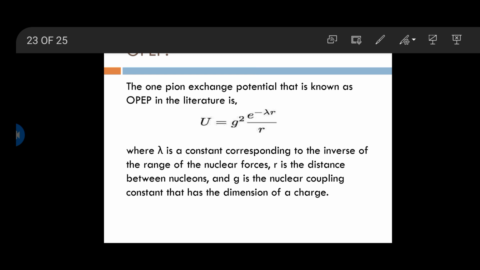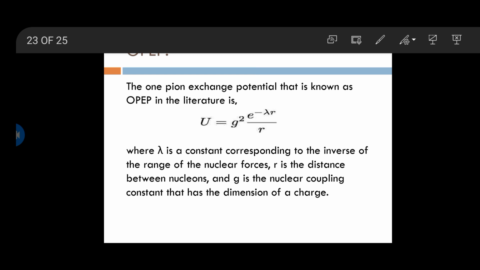This equation is in the form U equal to minus G squared e to the power minus lambda r over r, where lambda is a constant that corresponds to the inverse of the range of nuclear forces. r is the distance between the interacting nucleons, and G is the magnitude of the nuclear coupling constant. It has the dimensions of charge.